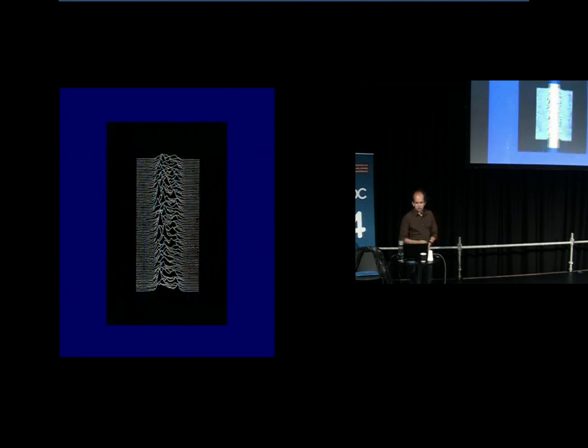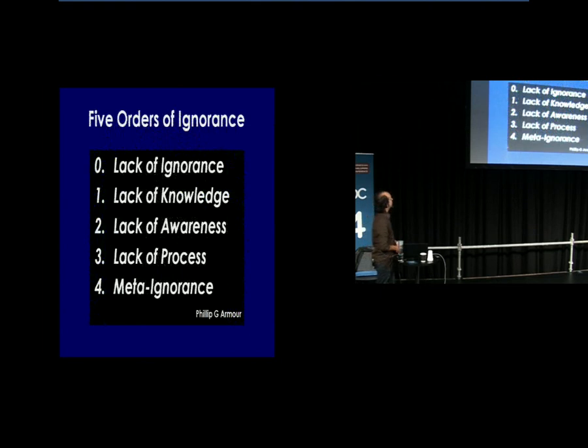So at this point, it's worth taking a step back and appreciating Unknown Pleasures, I guess. Joy Division, classic album. What can we do with the unknown? Well, the first thing we can do with the unknown is to classify it. This is Philip Armour's classification of ignorance, the five orders of ignorance. This appeared in the Communications of the ACM a couple of years ago. I love this one. It's great.